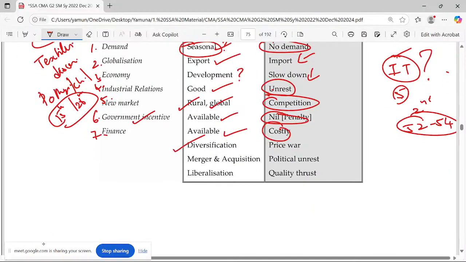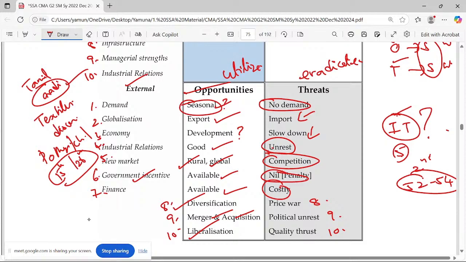Apart from this, diversification may be one point added. So 8, 9, 10: merger and acquisition is an opportunity, liberalization. Whereas on the other side, the eighth one, price war, political unrest, and quality risk. If you have a quick glance at all these 10 points on opportunities and risks, it looks somewhat like an investing analysis, because they are nothing but external to the organization.